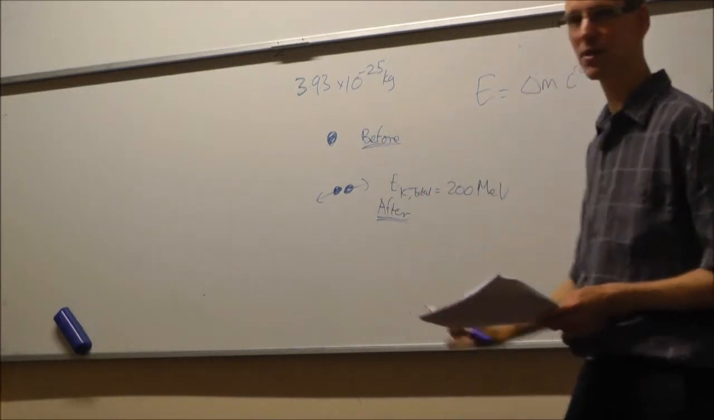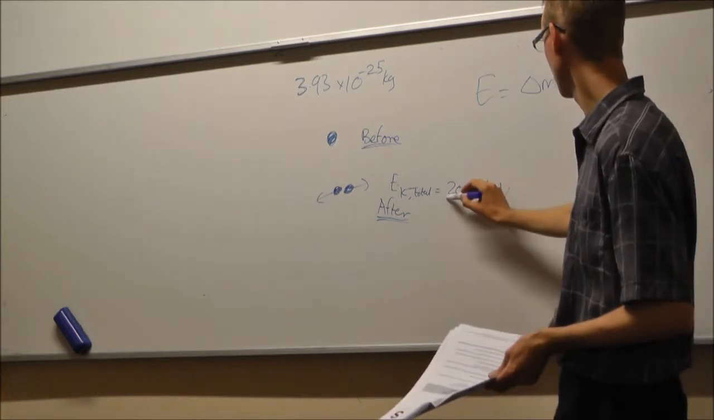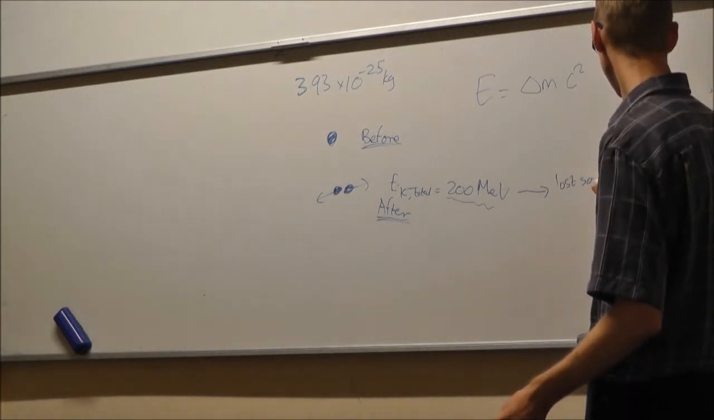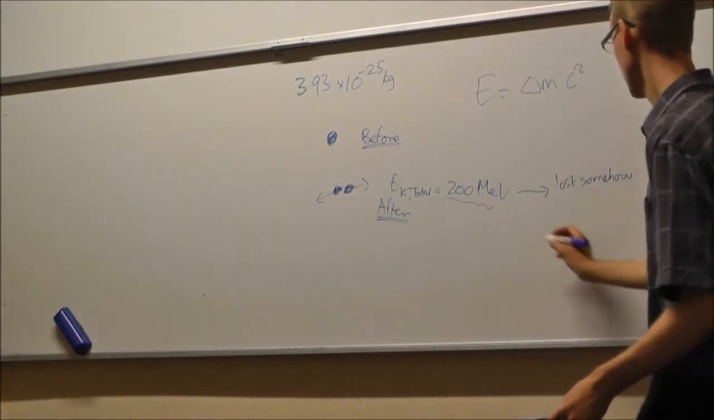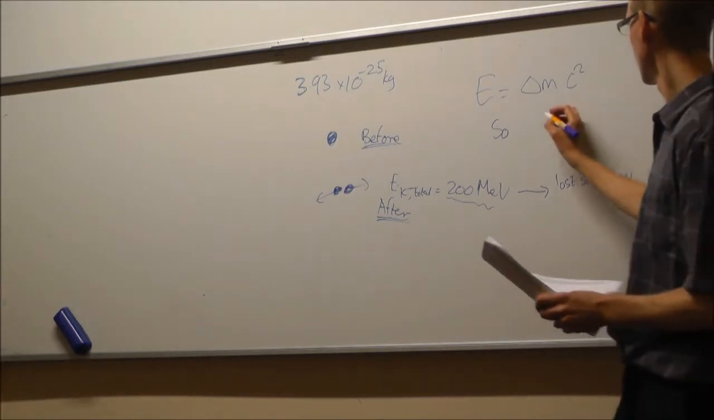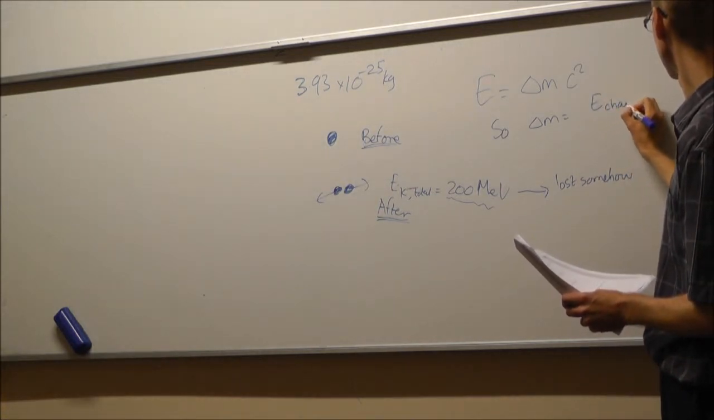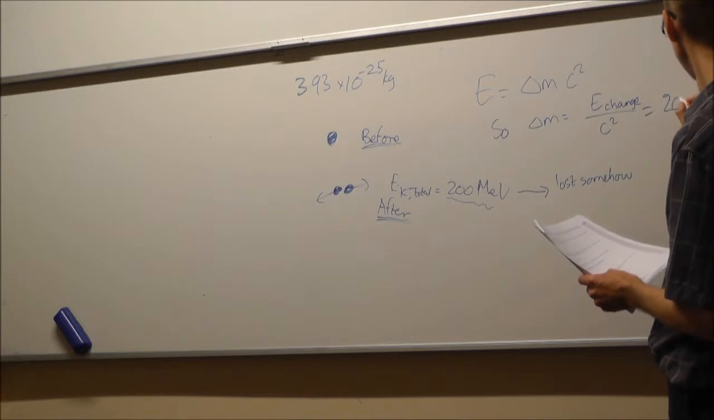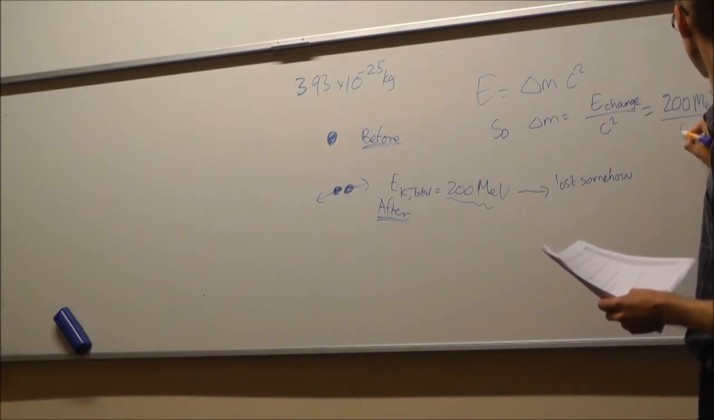Before, we've got no kinetic energy, we've just got the rest mass energy. After, we've got kinetic energy, which has been lost somewhere by bringing them to rest somehow. We've then got the individual masses. So this looks like a straightforward application of that principle. Delta M equals the change in energy divided by c squared. So that's 200 mega electron volts divided by the velocity of light squared.